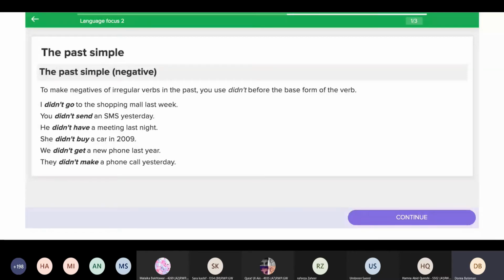So we have on the screen, I didn't go to the shopping mall last week. You didn't send an SMS yesterday. You didn't have a meeting. She didn't buy a car. We didn't get a new phone. They didn't make a phone call. Each one of these verbs we know is irregular, but it doesn't matter if we are using the negative.